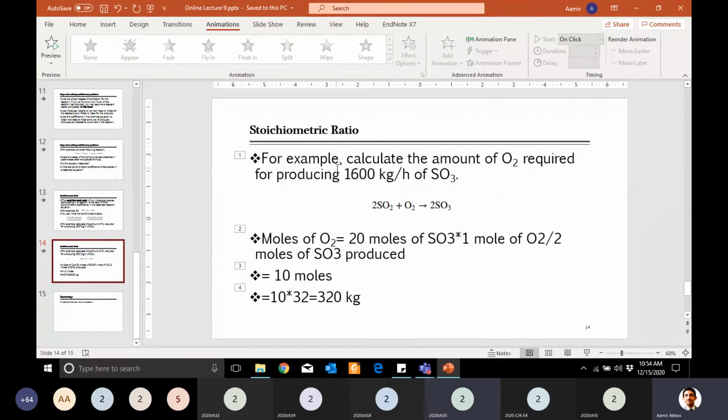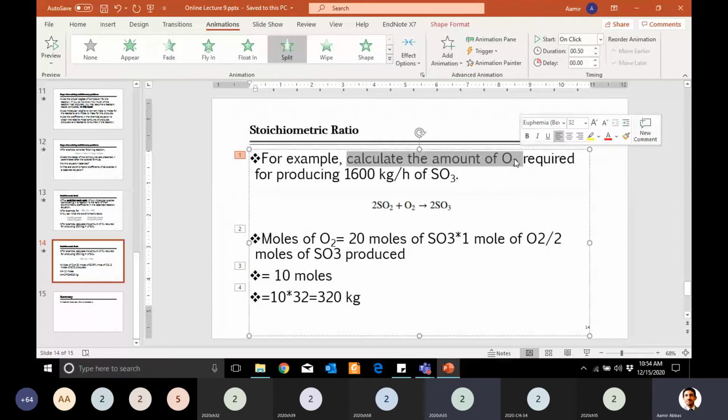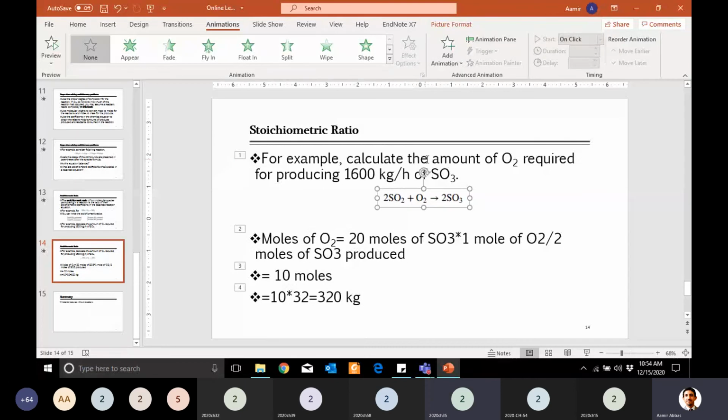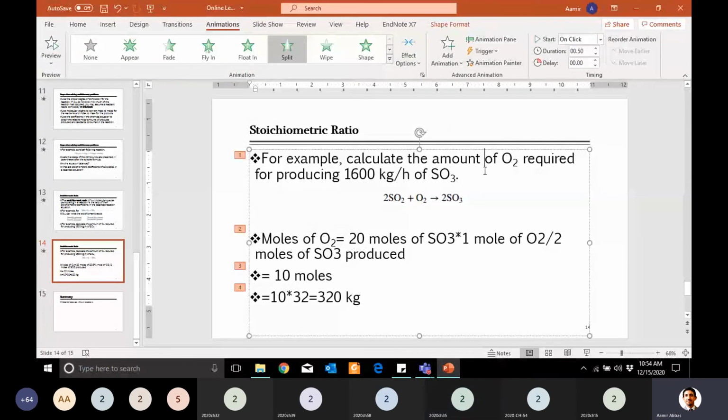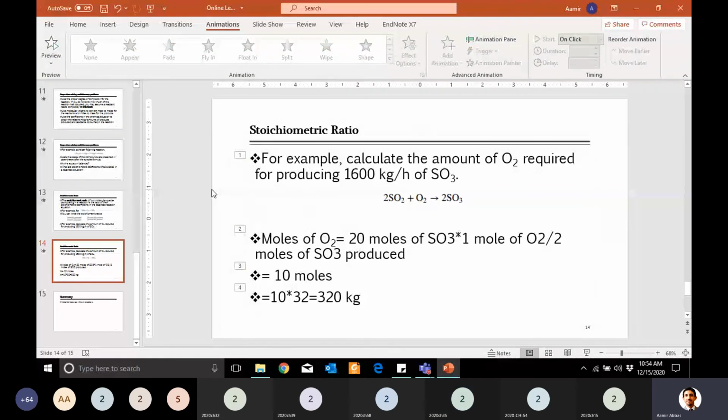This question is actually here to calculate the amount of oxygen required for this reaction. This reaction is given here. You have to calculate the amount of oxygen. It means you have to calculate the kg per hour. Because it is in kg per hour, we have to report the answer in kg per hour of oxygen which are needed when there is production of 1600 kg per hour of SO3. So in such kind of problems, he is asking you to calculate the amount of oxygen.